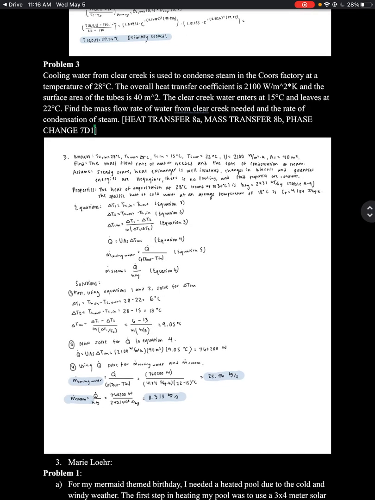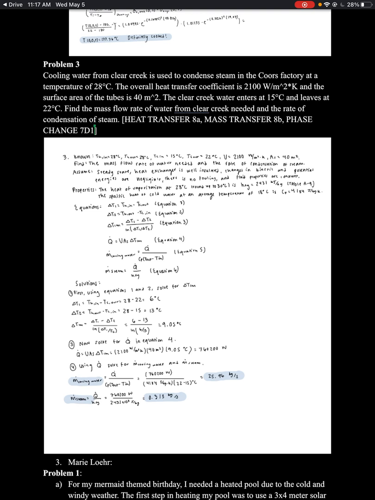In problem 3, cooling water from Clear Creek is used to condense steam in the Coors factory at a temperature of 28 degrees Celsius. We need to find the mass flow rate of water needed and the rate of condensation of steam. The learning objectives here are heat transfer, mass transfer, and phase change as the steam is condensing.